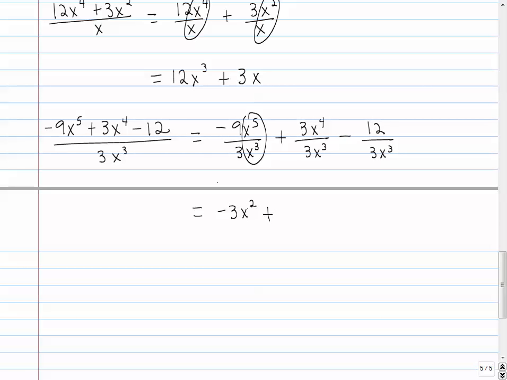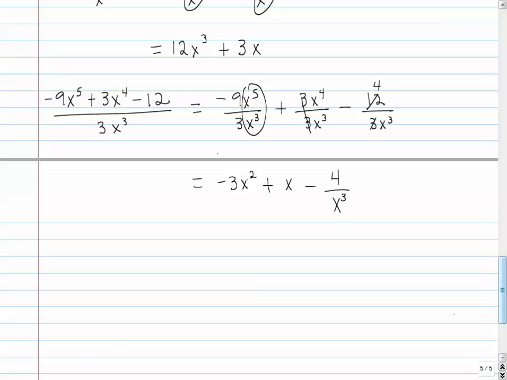Plus, now on this one, those 3's cancel out. And the x's are going to go to the top, so that would just be x to the first, or x, minus, now on this one you can divide 3 into 12 and it goes 4 times. There's nothing to combine that x with, so it's going to stay right where it's at. So it's just going to be minus 4 over x cubed.